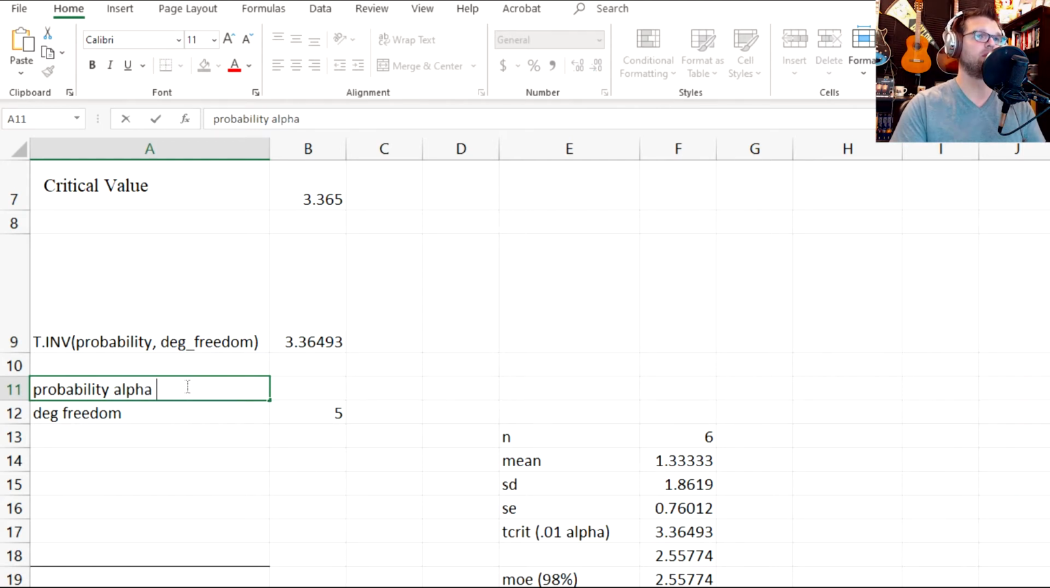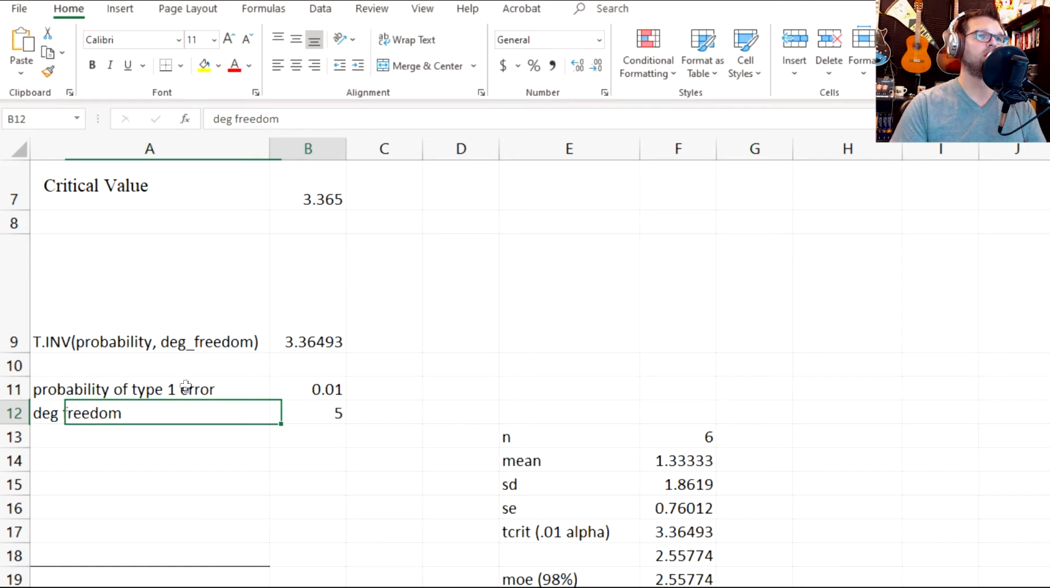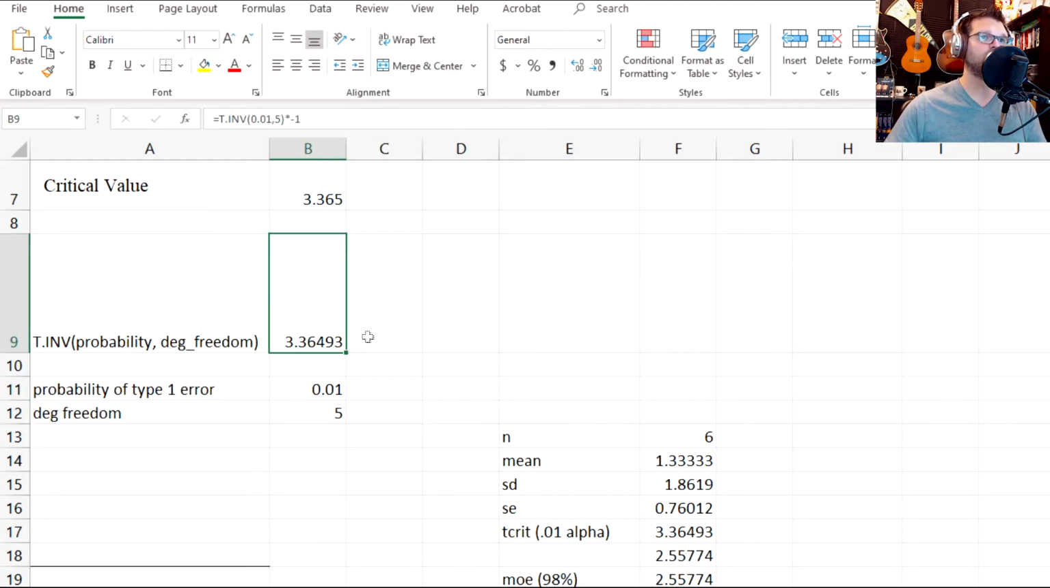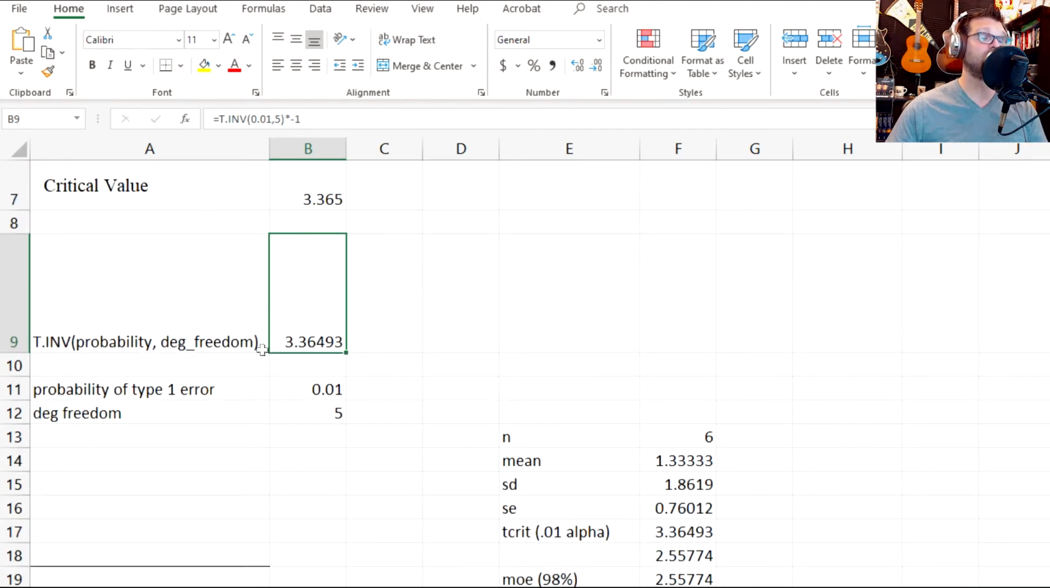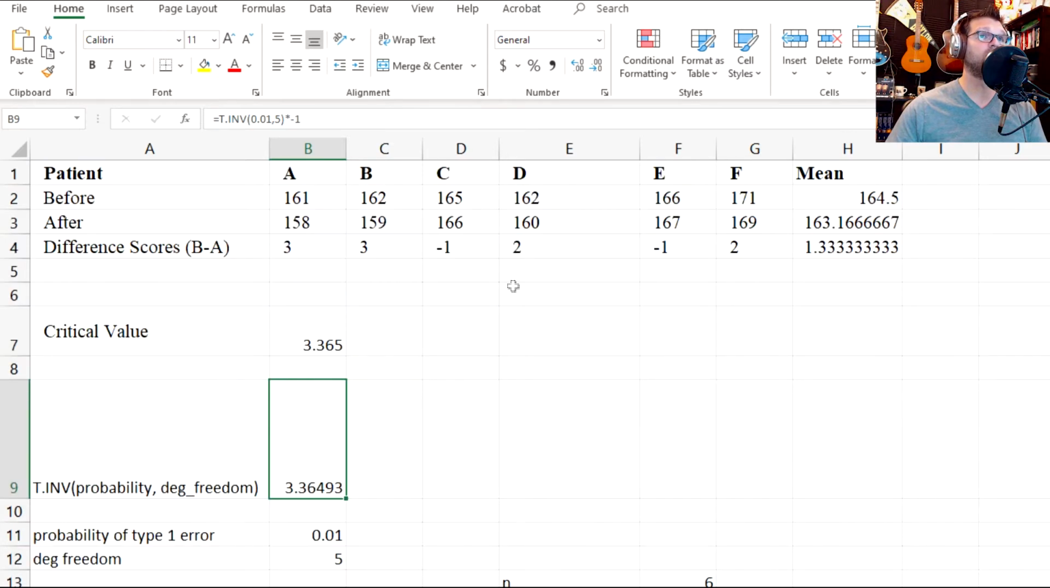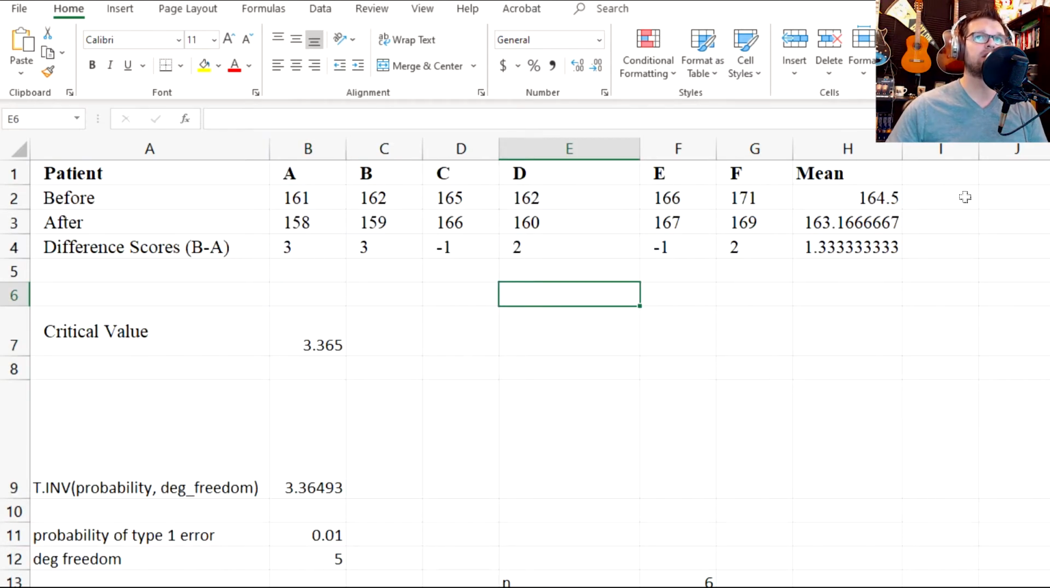The probability of type 1 error, which is 0.01, and then the degrees of freedom is 5. And like I said, it defaults for a lower tail, so to change it to an upper tail, just multiply it by -1. Next thing that we're going to do is there is definitely a better or a quicker way to do this, and that's by using the data analysis tool.